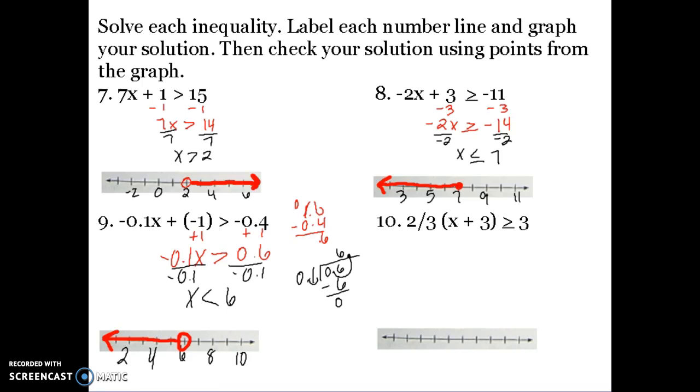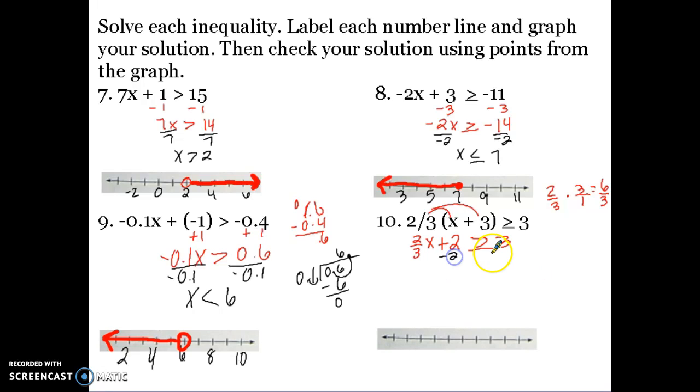Number 10, 2/3 x plus 3 is greater than or equal to 3. First thing I'm going to do is distribute. 2/3 times x is 2/3 x. 2/3 times 3. 2 times 3 is 6. 3 times 1 is 3. 6 over 3 simplifies to 2. 2/3 x plus 2 is greater than or equal to 3.